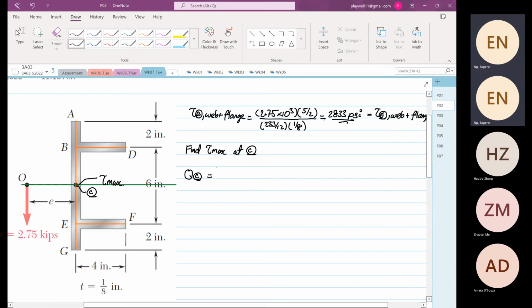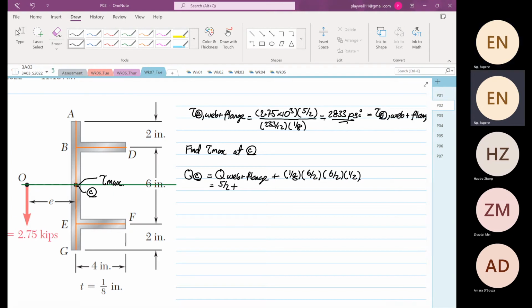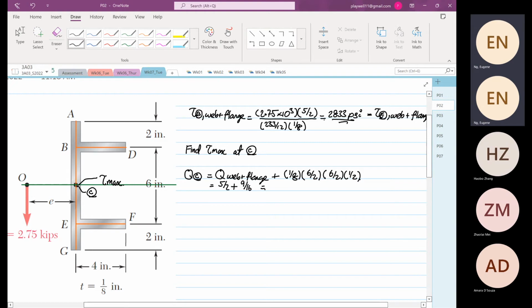So Q at point C is equal to the Q of the web plus flange, plus the width times the depth, which is 6/2, and the y bar is 6/4. So this will be equal to 5/2 plus... or I'll do this, so you don't get confused. That's our y bar. So 1/8 times 3 times 3 times 0.5 is equal to 9/16. So 5/2 plus 9/16 is equal to 49/16.